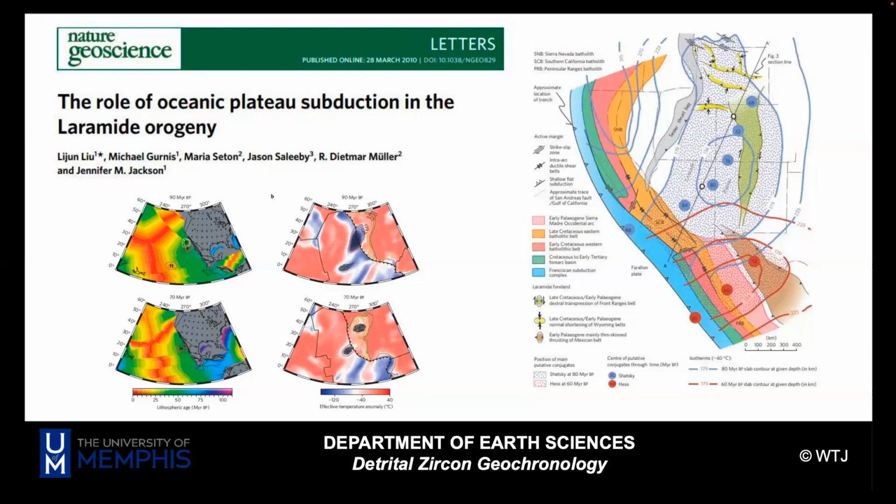So this was proposed in the early 80s, but this was the key paper around 2010 that really is modeling this and showing this conjugate Shatsky Rise coming in, hitting the trench, and then influencing, via flat slab subduction, this northeastward trending zone into North America.